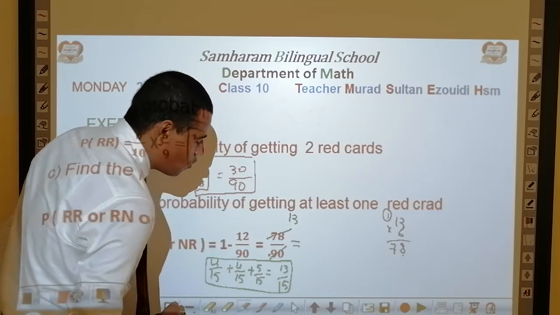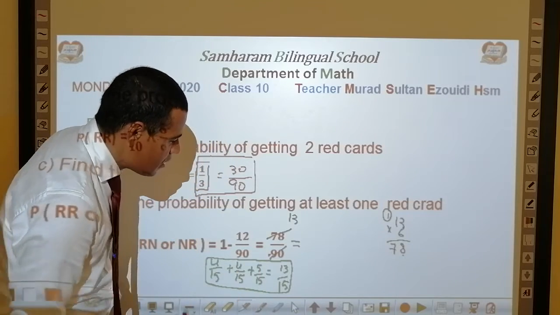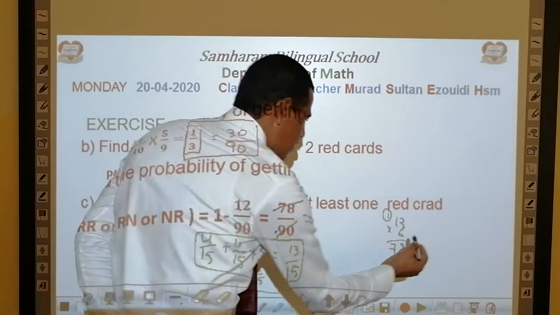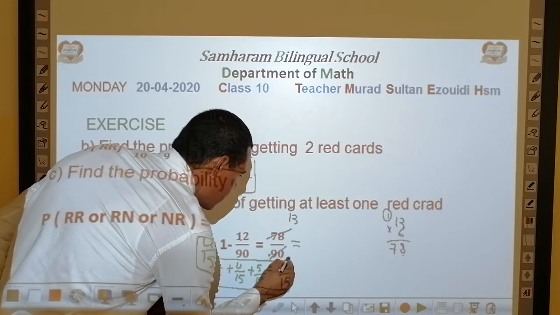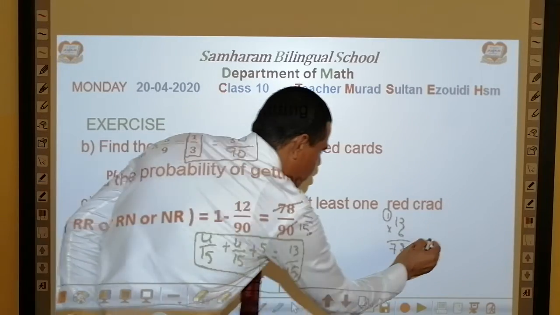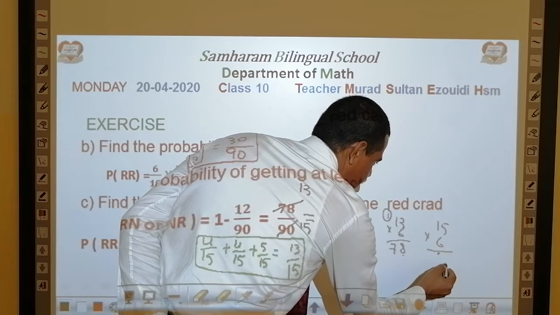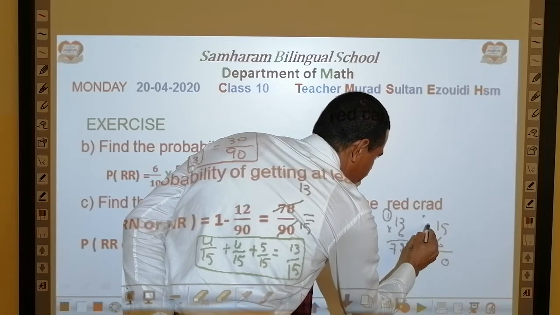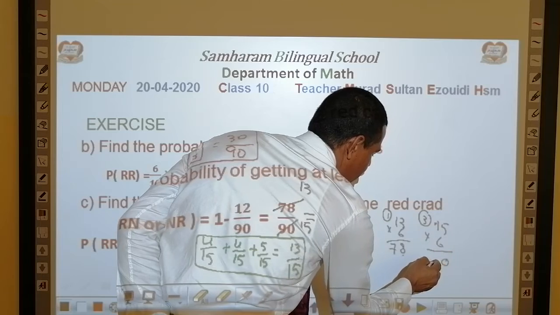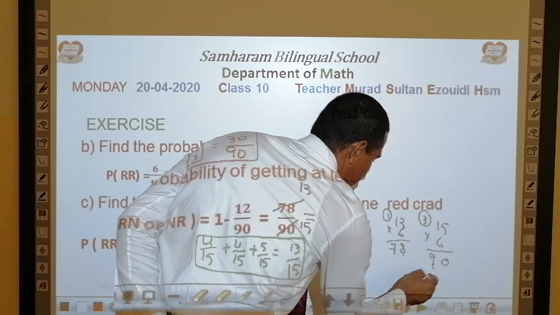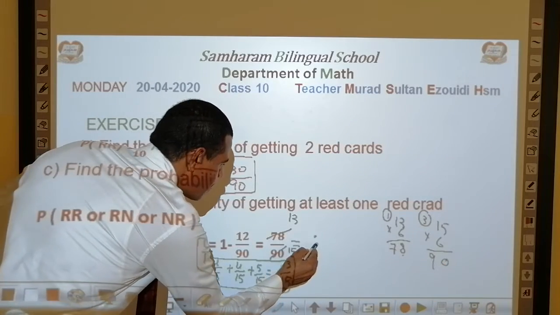How many groups of 6 are in 90? It will be 15. Okay, this is 15. Why? Because 15 multiplied by 6 is 90. 6 by 5 is 30. 6 by 1 is 6, plus 3 is 9, so 90. Okay, so this one it will be what?